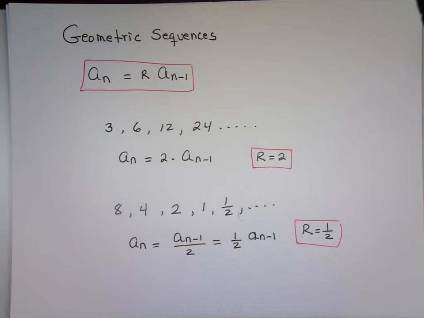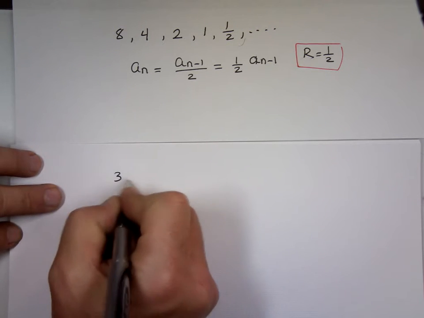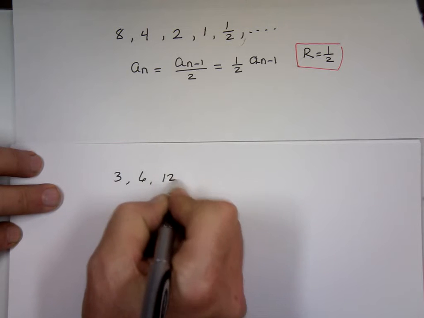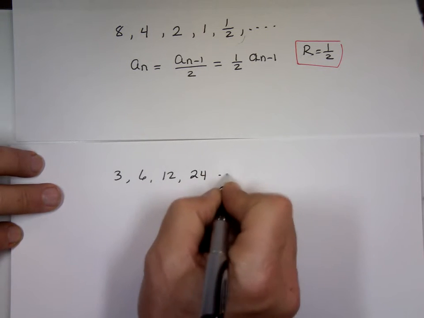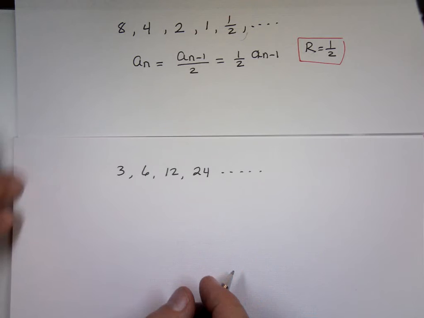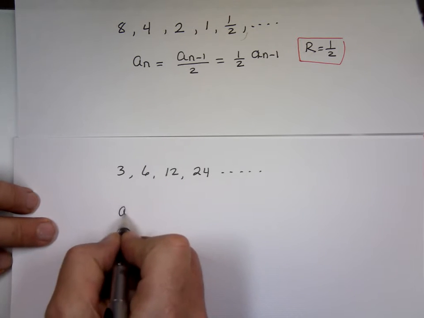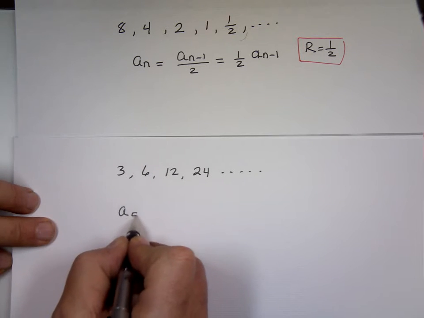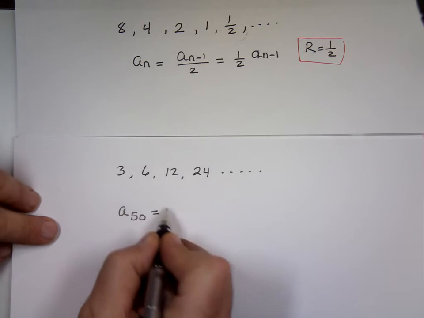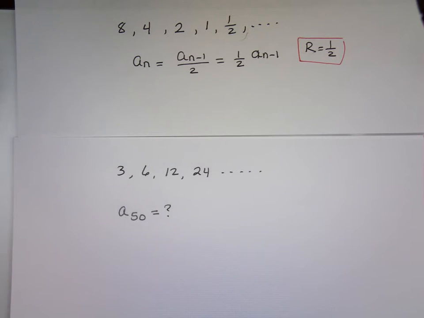And just like the other one, if I want to find the 20th number or the 30th number, I don't want to list them all. Is there a way to get us there? So we'll take the first one: 3, 6, 12, 24, and so forth. And I want to find the 50th number. What is that? I don't want to have to list them all. I don't have time for that.